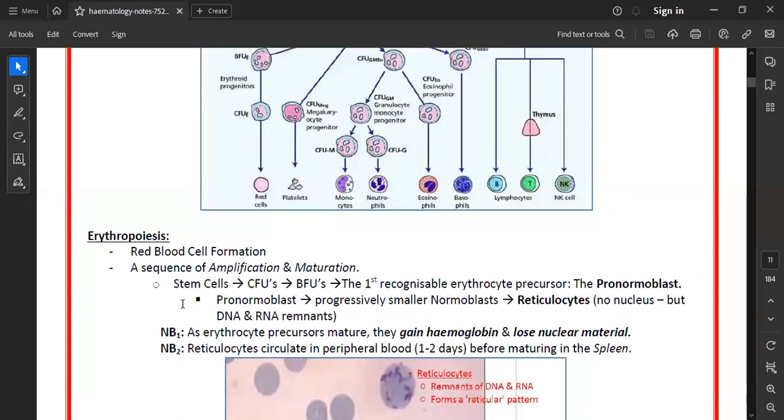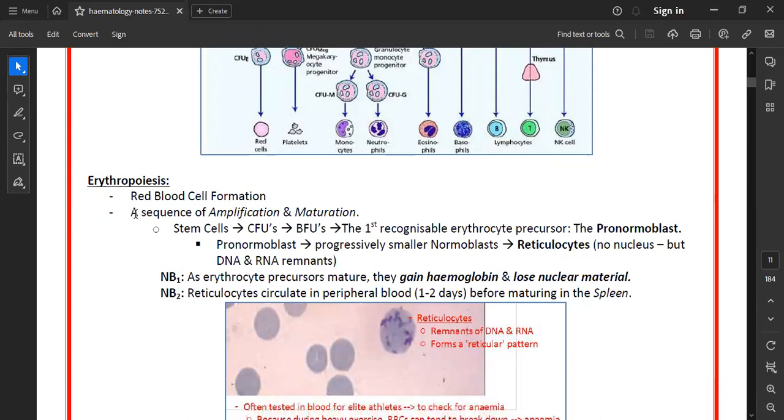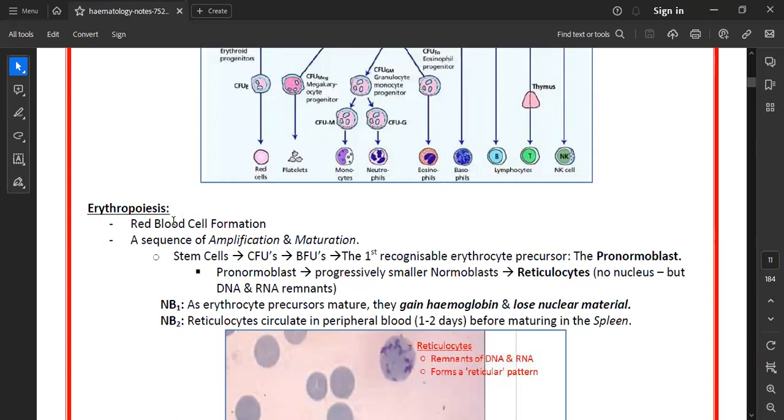This is, in theory, red blood cell formation. So it's a sequence of amplification and maturation. The pluripotent stem cell gives rise to the CFUs, BFUs. So this is just for the erythrocytes, so it's going to use the BFUs. BFUs are the first recognizable erythroid precursors, which are the pronormoblasts. Then after pronormoblasts, we go to the progressively smaller normoblasts.